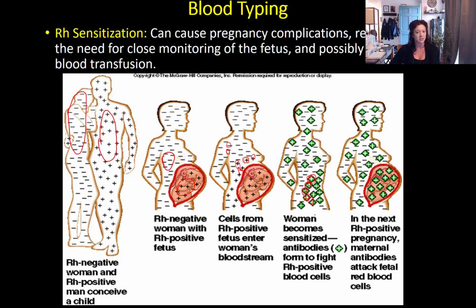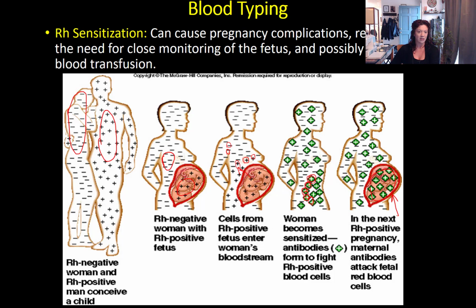The problem arises if she becomes pregnant again, and if that second baby is also Rh positive. In the next Rh positive pregnancy, those maternal antibodies against the Rh factor can actually attack the fetus. And they're not just attacking any old part of the fetus, they're attacking the fetal red blood cells. If enough of them are destroyed, the fetus can die.